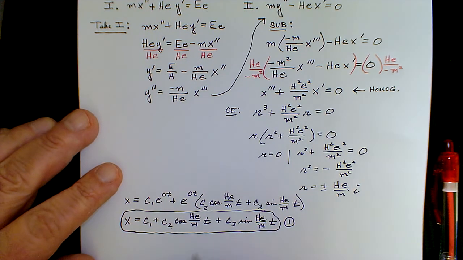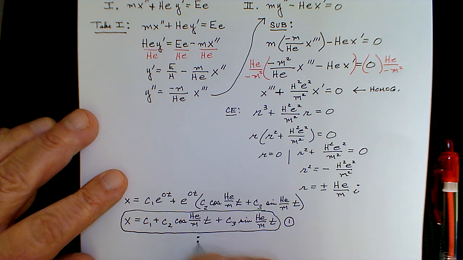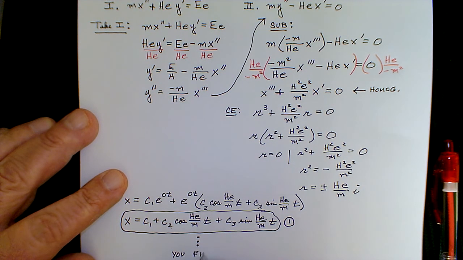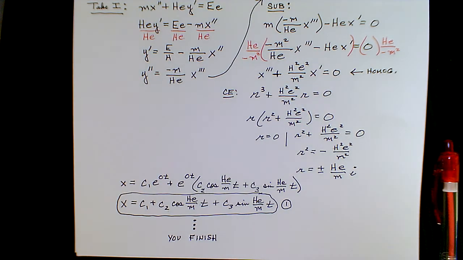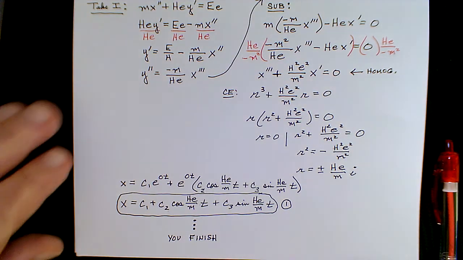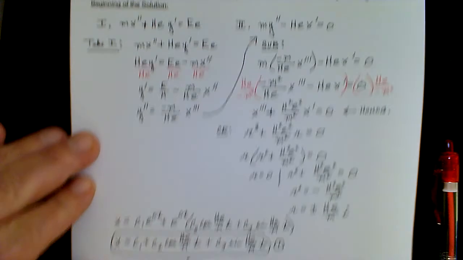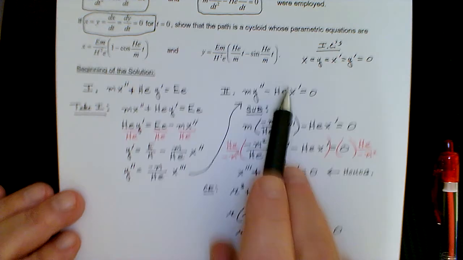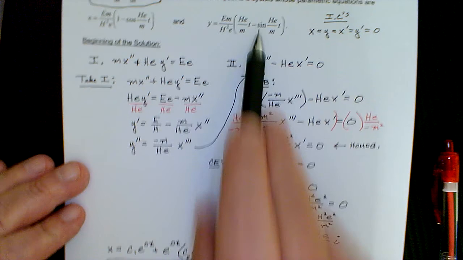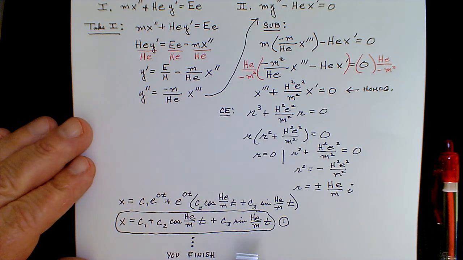So that's as far as I'm going to take it. I'm going to say you finish. But at least that gives you a beginning, a start as to how to solve it. And the neat thing is, look at what we're trying to prove. If we look back up here, it's 1 minus cosine of h e over m t, and h e over m t with the sines. You can see it's taking shape, right?